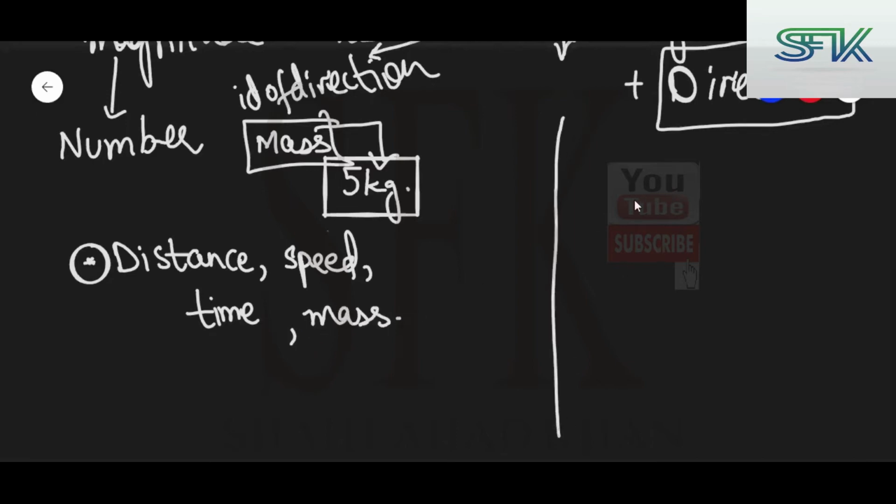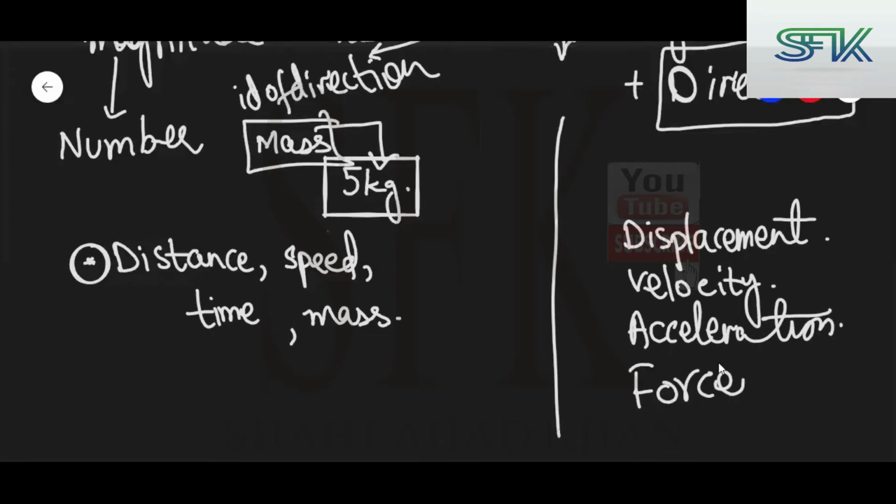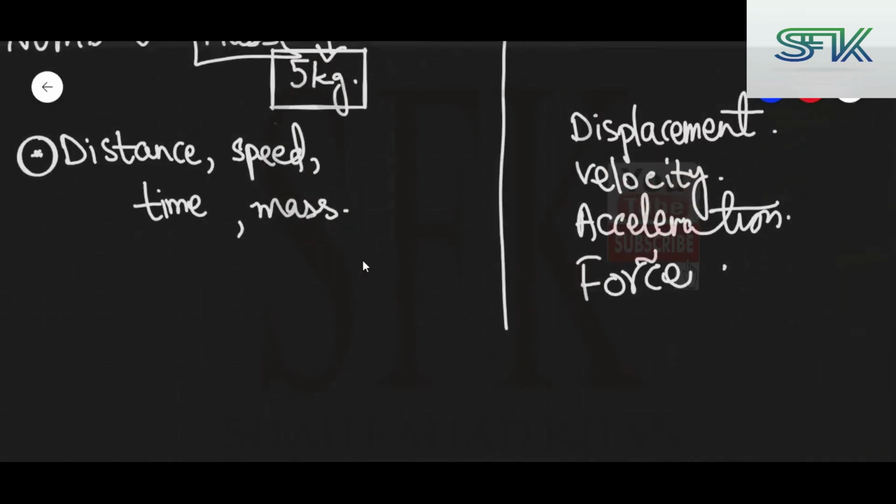Whereas vectors include displacement, which is a vector quantity. Speed is a scalar quantity, but velocity is a vector quantity. Acceleration is a vector quantity. And force, let me give you another example, is also a vector quantity. Now let's talk about these quantities one by one.